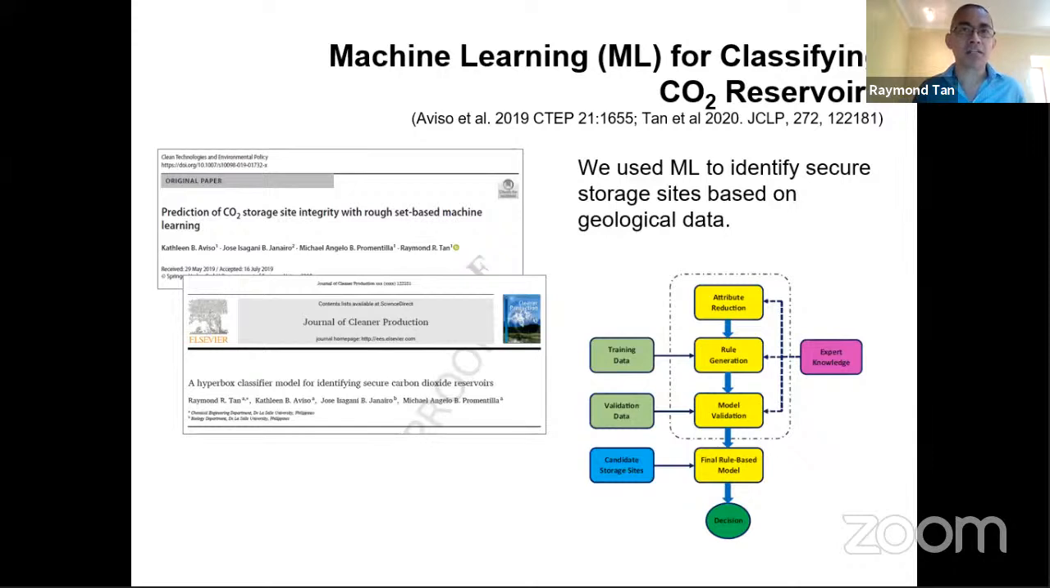So the engineering problem here is, if you have a candidate geological reservoir for CO2 storage, as we might have at different parts of the Philippines or the US, as the case may be, how can you deduce from geological data the long-term security and stability of this reservoir? And in a couple of papers that were published in 2019 and 20, we developed machine learning techniques to predict with a fair degree of confidence, based on geological data, whether these reservoirs would be capable of storing CO2 securely in the long term.